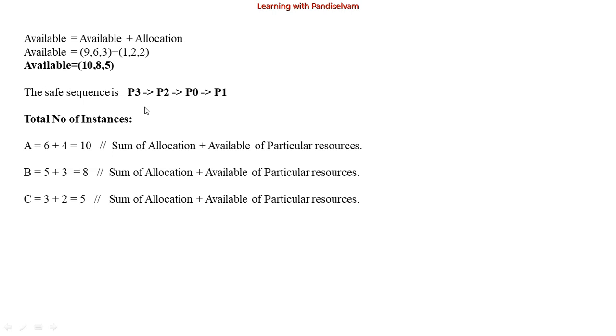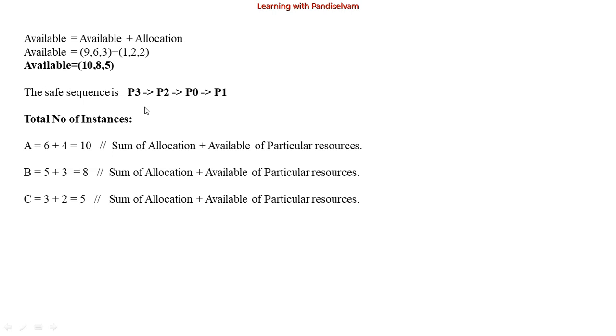In some questions they will ask what is the total number of instances. How can we identify it? It is easy. Already allocated resources plus available resources. Suppose for A, previously allocated number of instances are 6, available resources are 4. For B, already allocated resources 5, available resources 3. C, already allocated resources 3, available resources 2. So 5.